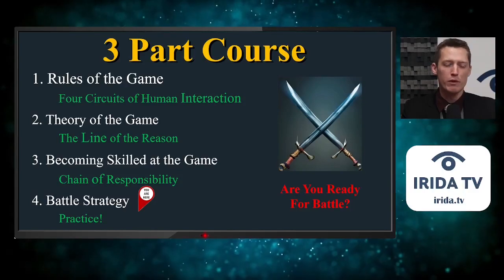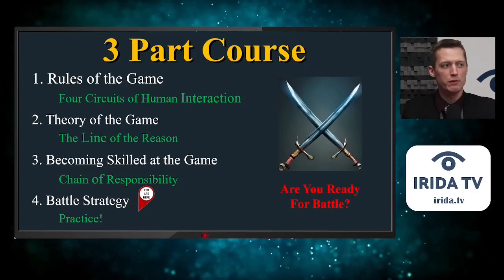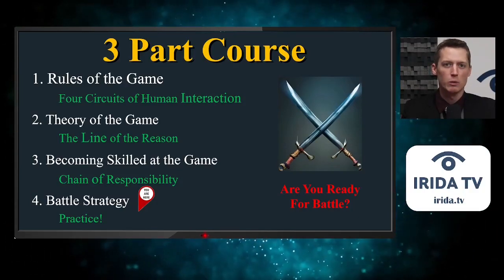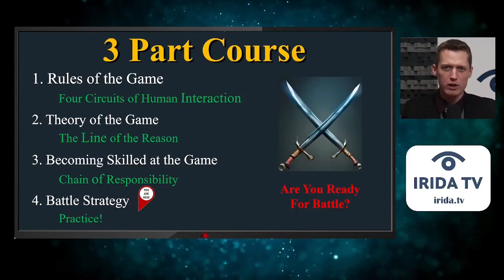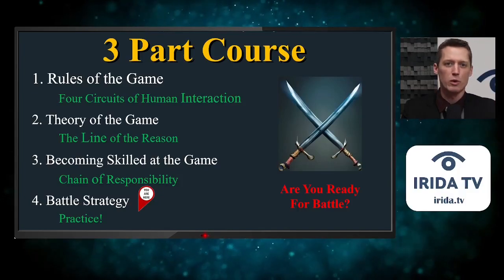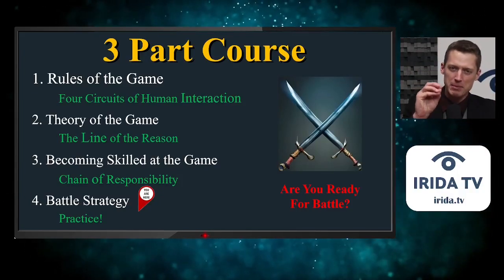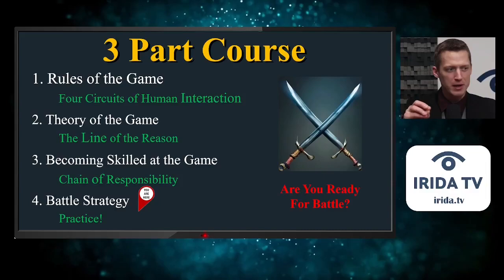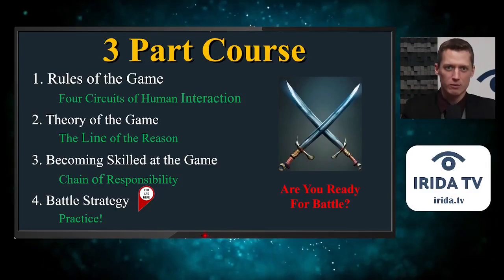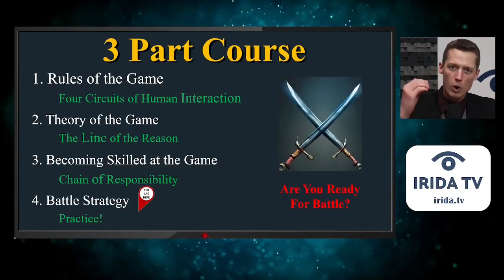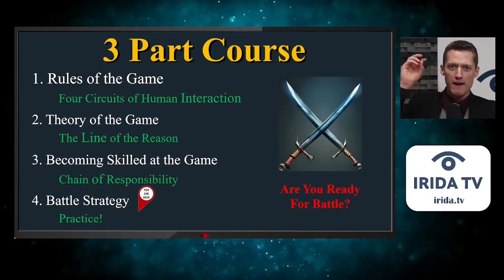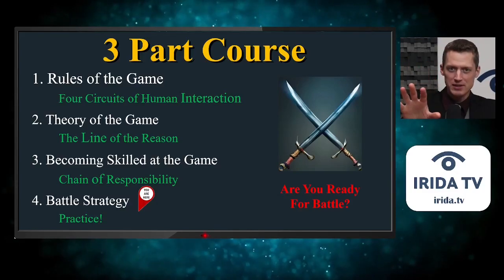And we went over the rules of the game, which are the 4 circuits of human interaction, defining what manipulation is. Went over the theory of the game, where I really took a look through the lens of formal logic to really understand where exactly manipulation occurs. And number 3, which we just went over, is, like I said, becoming skilled at the game. How can you figure out as quickly as possible that the 3-2 slip has happened and move on?